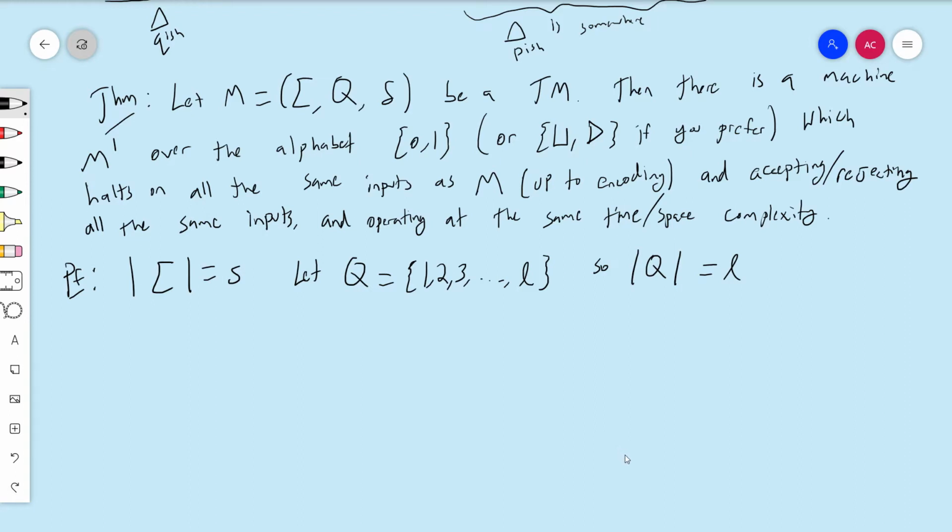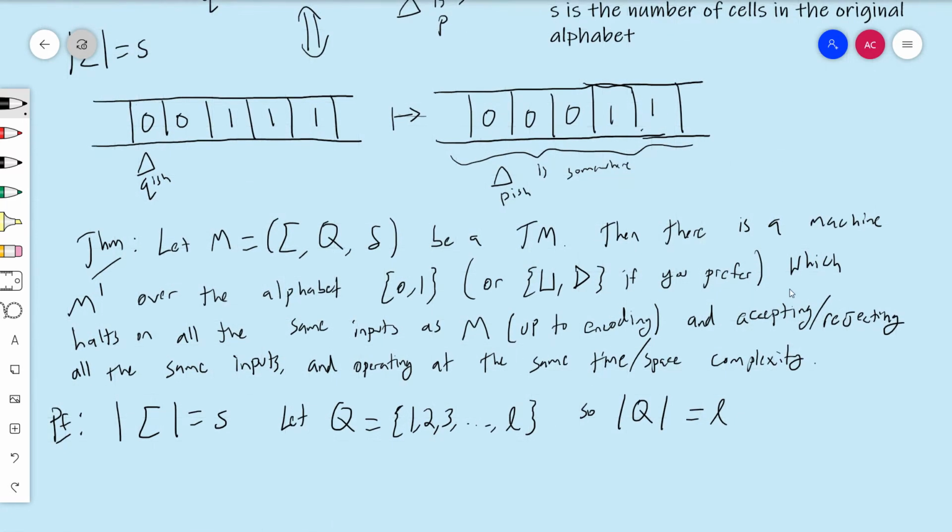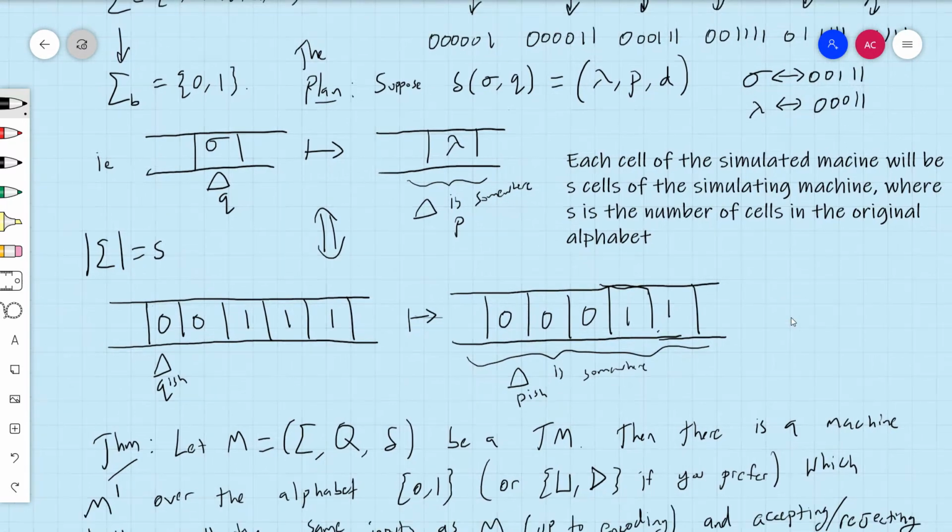Okay, so again, I'm going to scroll up here a few times because really what we're trying to do is simulate this silly little step. We're going from here to here.